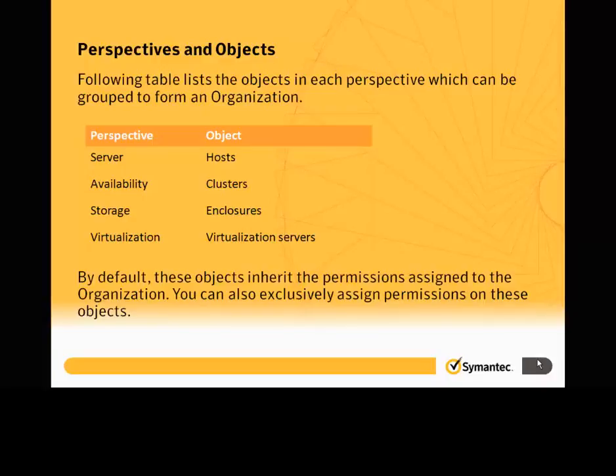The following table lists the objects in each perspective, which can be grouped to form an organization. In the server perspective, you can form an organization using hosts. In the availability perspective, you can use the clusters. In the storage perspective, you can use the enclosures, whereas in the virtualization perspective, you can form an organization using the virtualization servers. By default, these objects inherit the permissions assigned to the organization. You can also exclusively assign permissions on these objects.